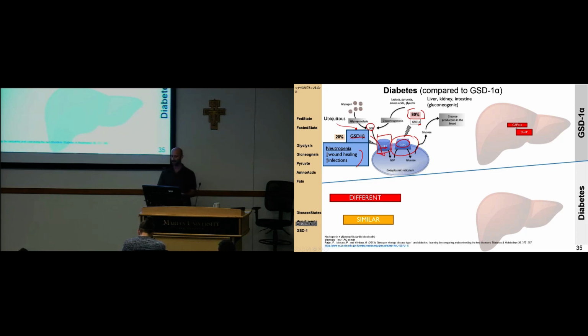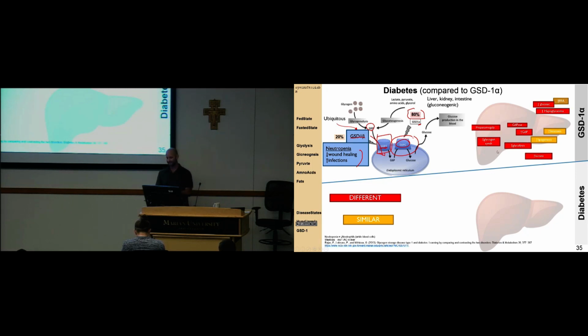So in GSD1 alpha, you are having this increase in G6 phosphate, right? You end up with decreased glucose, hypoglycemia, so those are different, but you do end up with increased free fatty acids, which is the same. And you end up with steatosis and lipogenesis.